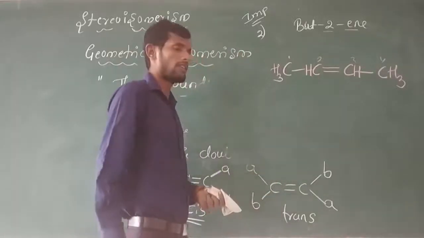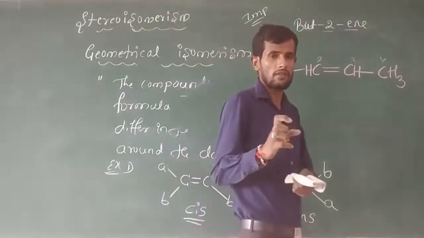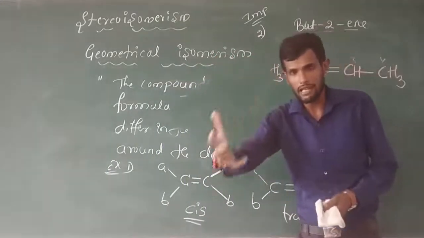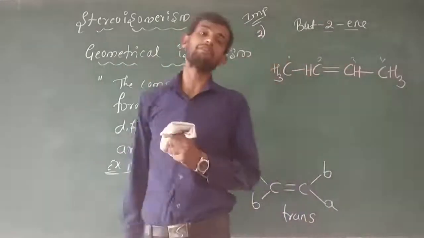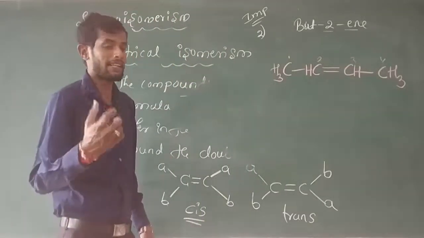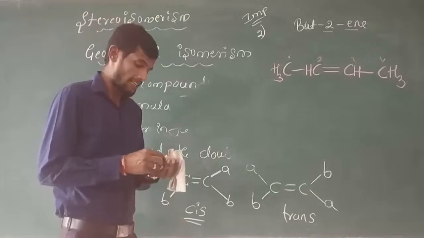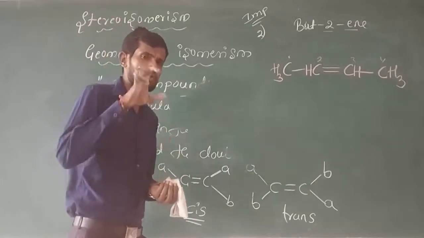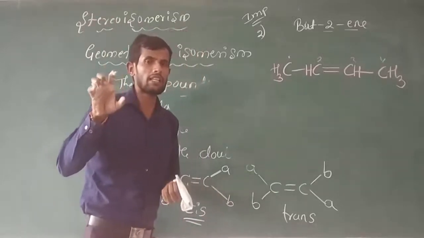Okay, I already told you, cis form means two similar groups or alkyl groups present on the same side of the double bond. Yes, here while writing the cis and trans form, first you select the carbon atoms which contain the double bond.